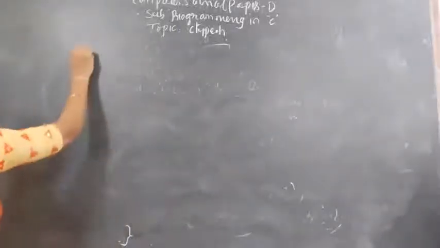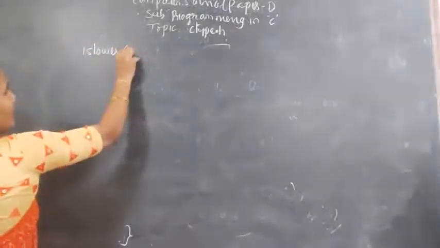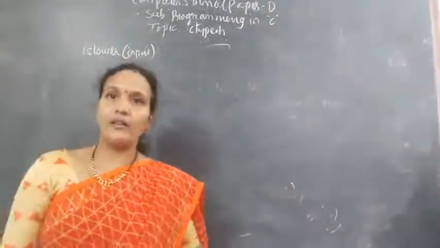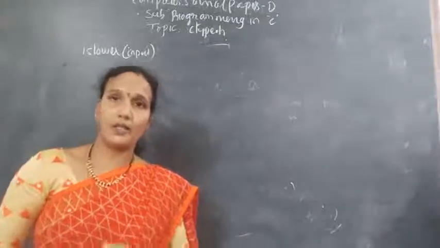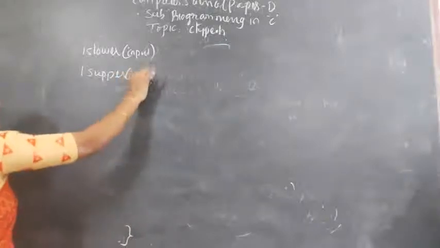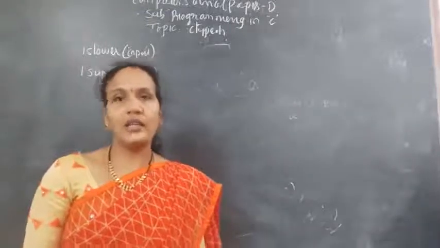Okay. Next, what is the next function? Islower. Islower means whether the given character is a lowercase letter or an uppercase letter. If it is a lowercase letter, it will give true. Otherwise, it will give false. Next is isupper. Whatever character the user has entered, it checks whether that character is in uppercase or lowercase. If it is in uppercase, it will give a true result. If it is in lowercase, it will give a false result.